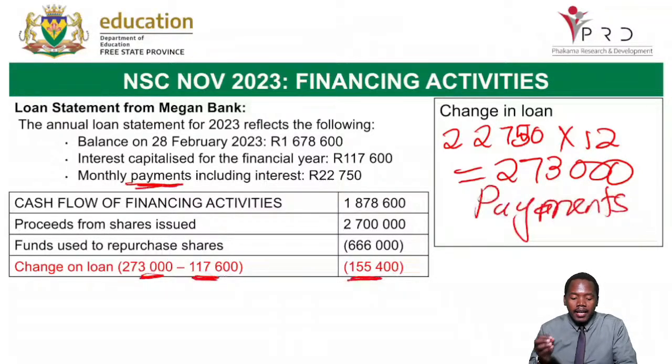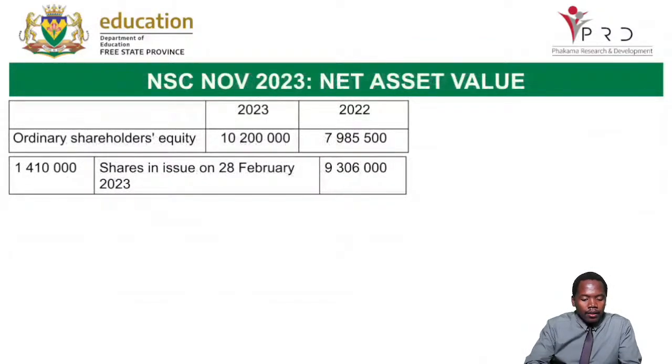As you can see, it's a decrease here, so it becomes an outflow. Funds used to repurchase shares is also an outflow. Now we say 2,700,000 minus 666,000 minus 155,400. Okay. Now we are looking at the last two financial indicators, the net asset value.